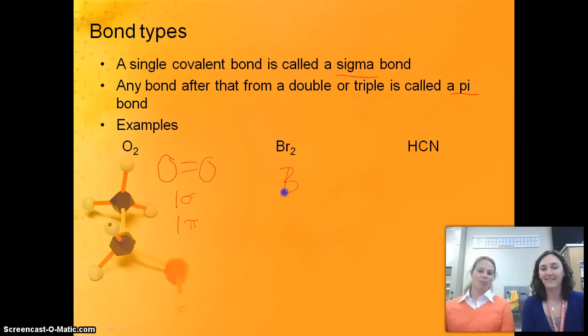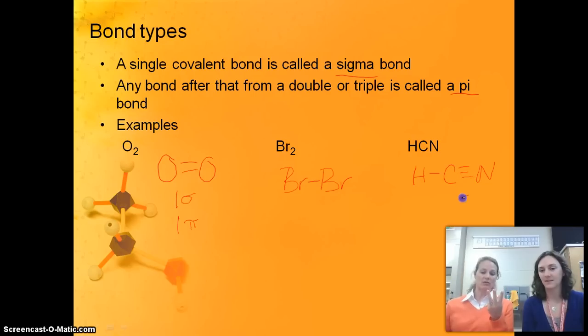Br2 is a single bond. So we've got 1 Br bonded to the next Br. That's a single bond, and that's going to be 1 sigma bond, 0 pi bonds. And then we're going to have this complicated one. We'll show you in class how to draw this. But it's got H connected to the carbon by a single bond, using a sigma. But then it's got a triple bond from the carbon to the nitrogen. That triple bond is a sigma and 2 pi.